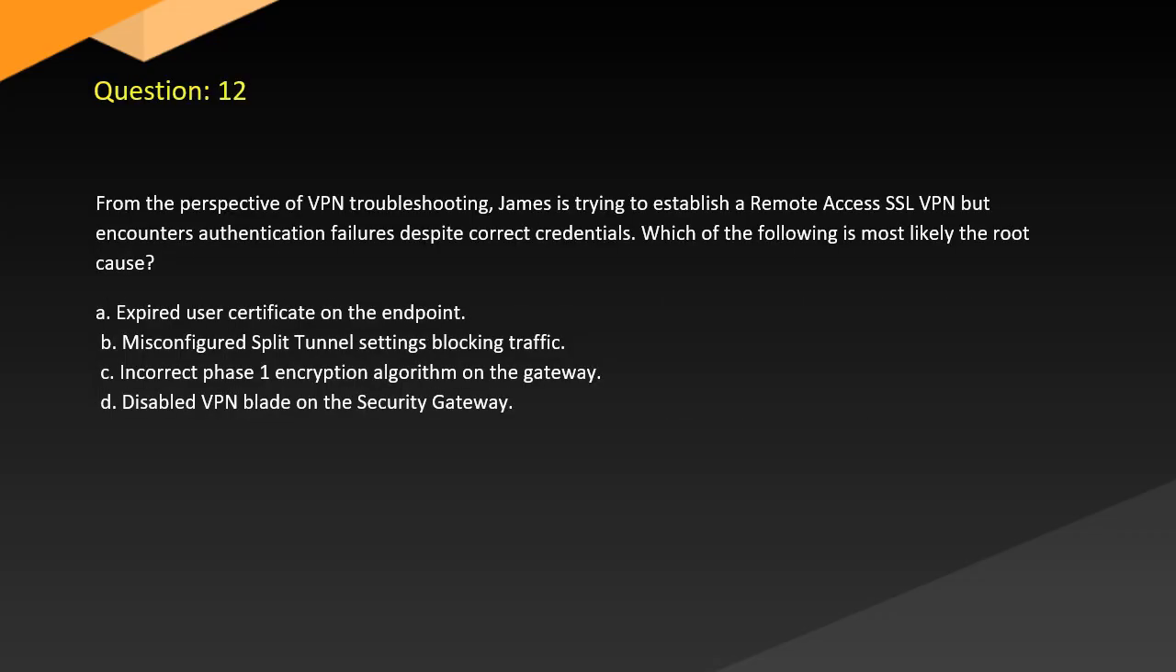Question 12. From the perspective of VPN troubleshooting, James is trying to establish a remote access VPN but encounters authentication failures despite correct credentials. Which of the following is most likely the root cause? A. Expired user certificate on the endpoint. B. Misconfigured split tunnel settings blocking traffic. C. Incorrect Phase 1 encryption algorithm on the gateway. D. Disabled VPN blade on the security gateway.